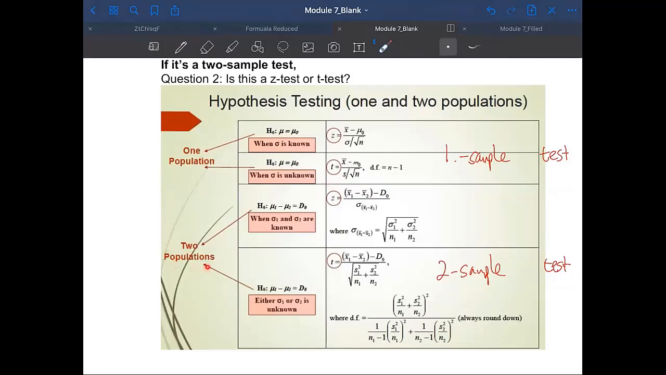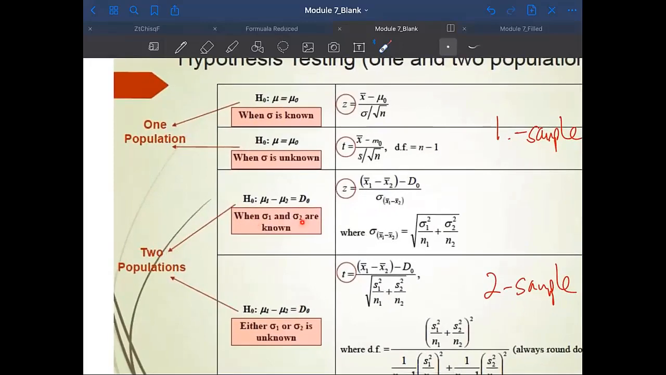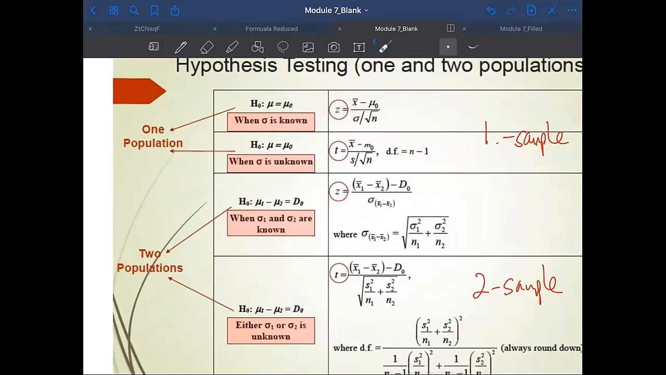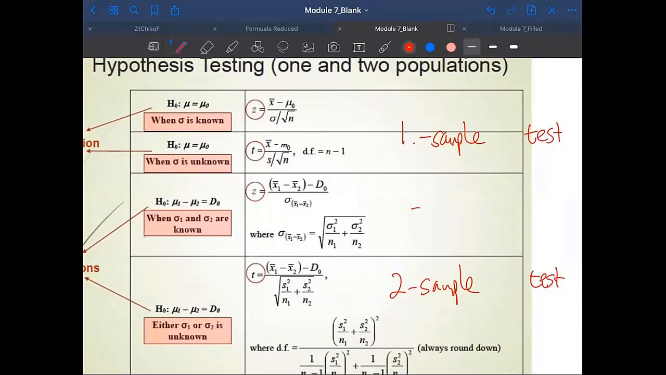Okay, for two populations, the key also relies on whether the population standard deviations are given or not. Over here, we're going to have a plural form because we have two populations. So if both of the population standard deviations, that means sigma 1 and sigma 2, are given to us, that's over here, as you can see, a z-test. I'm going to write down here. This is a two sample z-test. So two sample z-test.